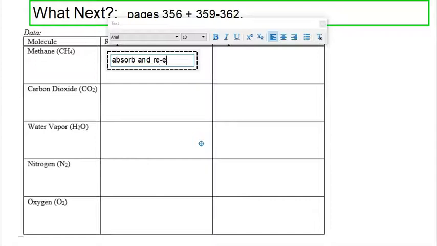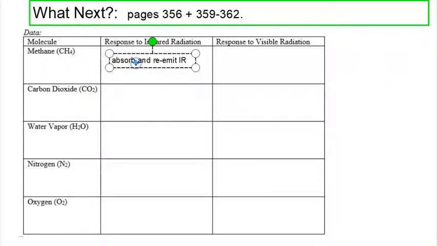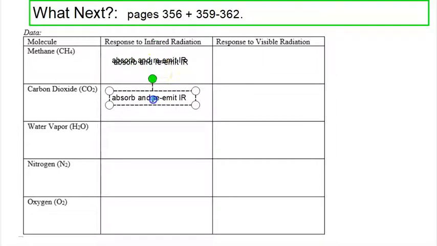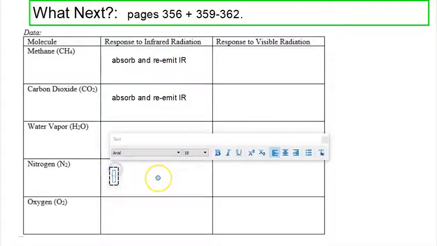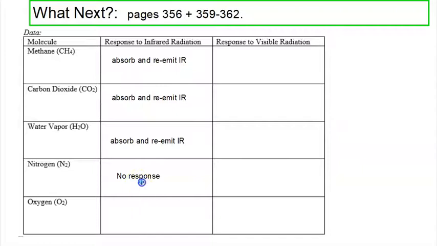Re-emit infrared. Okay, so you should have seen them kind of suck up the red and then shoot it out. Whereas nitrogen and oxygen, they have no response. The red infrared just shoots right through them and doesn't do anything.